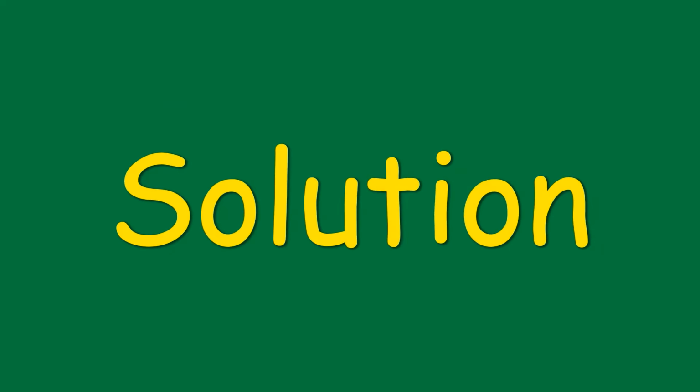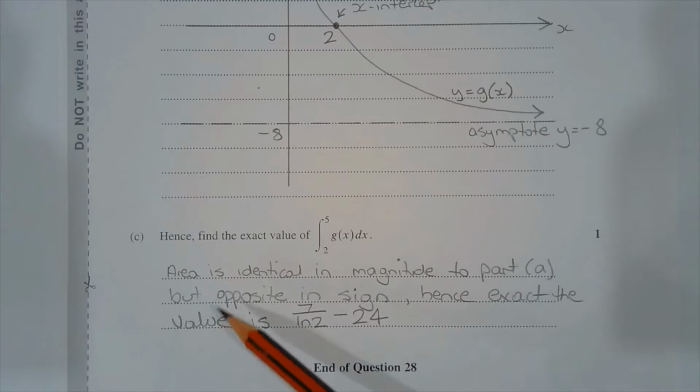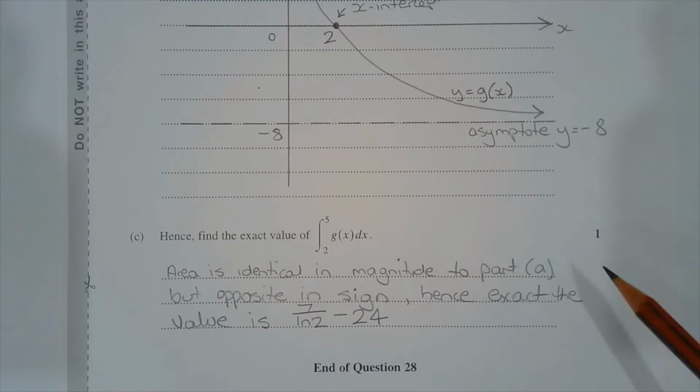Part C. Hence, find the exact value of the integral from x equals 2 to x equals 5 of g of x dx. The area is identical in magnitude to Part A, but opposite in sign. Hence, the exact value is 7 over ln of 2 minus 24.